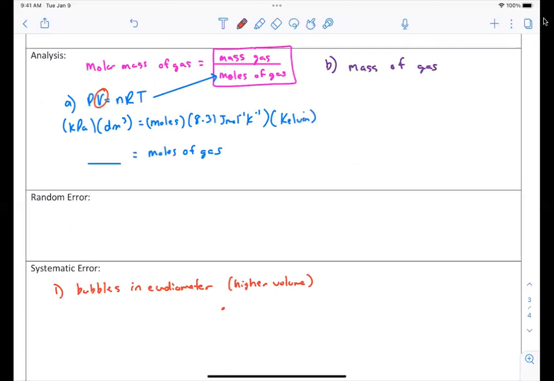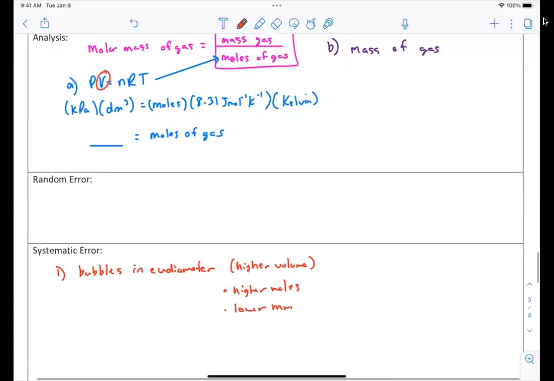Yeah, but how so? Which one is it? You're trying to solve for moles, right? You have a higher number of moles because it's on the opposite side. So yeah, because then the value on the left would be too high. You're solving for moles, so you'd have higher moles, which would mean lower molar mass. You have a lower molar mass overall.